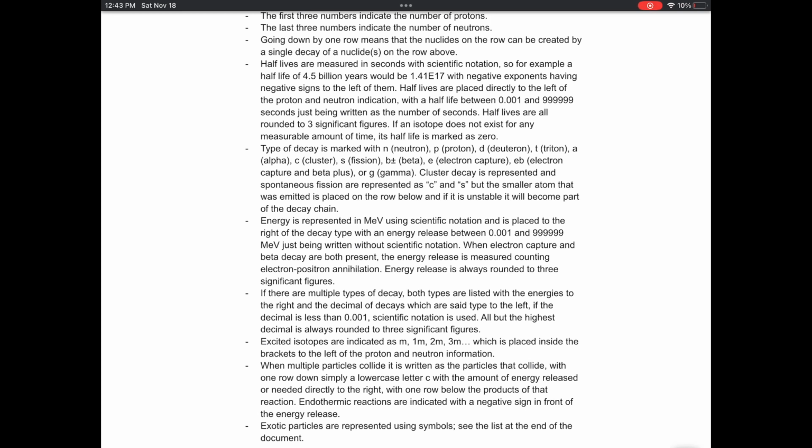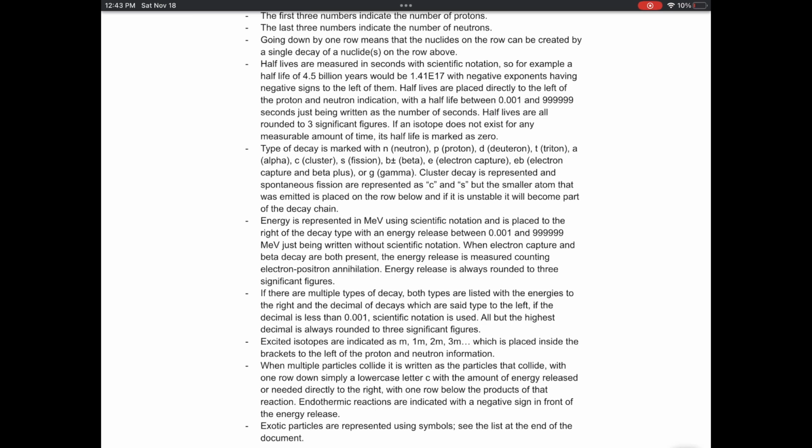Excited isotopes are indicated as M, 1M, 2M, and 3M, depending on the level of excitation. These symbols are placed on the leftmost part inside of the parentheses. When multiple particles collide, it is written as the particles on the top that are colliding, with one row below C with the amount of energy released by the collision, and then below that the amount of products released by the collision. Endothermic reactions are indicated with a negative sign in front of the energy. Exotic particles are represented using abbreviations, which I will show you the list of at the bottom.